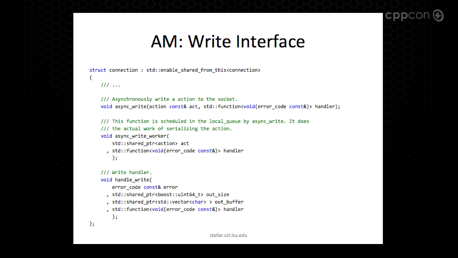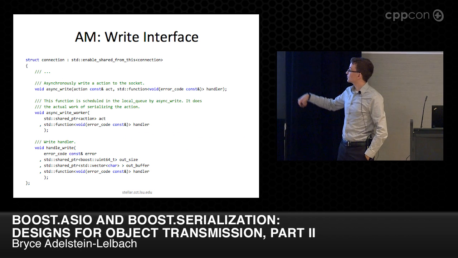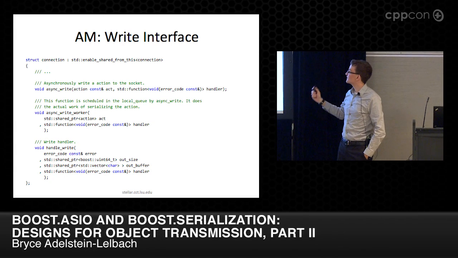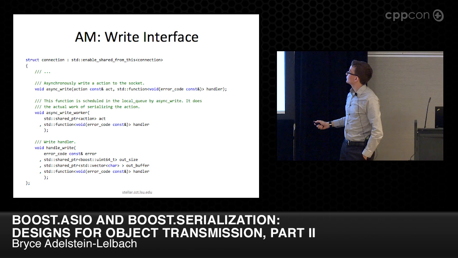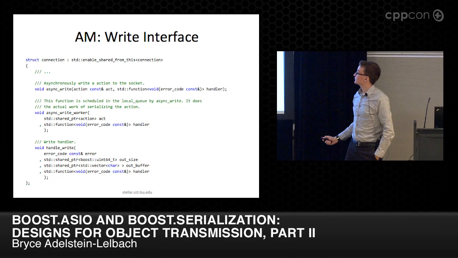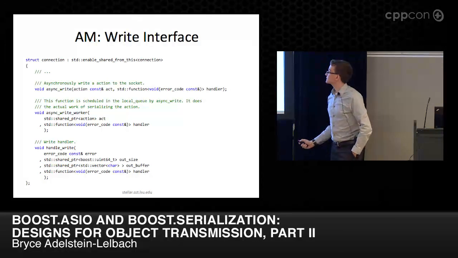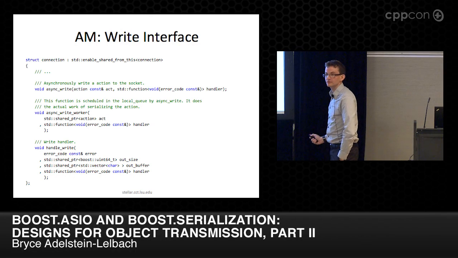So we're back to our connection class. For the async reads, we had those three functions, and here's for the async writes. First of all, we've got the interface. So that's the async write, which we're going to give the action, some handler, and then this worker thing. This is the one that's actually going to be scheduled in the little local queue.